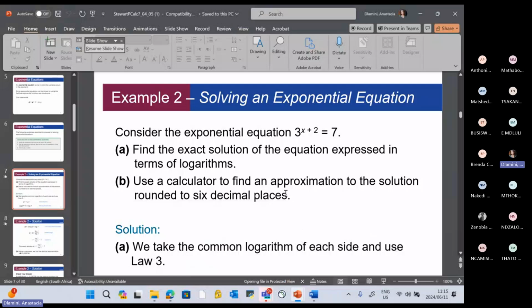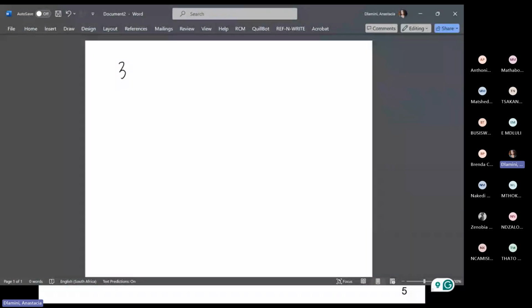So let me just write it here. So this is 3^x plus 2 is equal to 7. We take log on both sides, so it's log of 3^(x+2) is equal to log of 7. Now, as we said, we use the third law, so we take this exponent to the side.